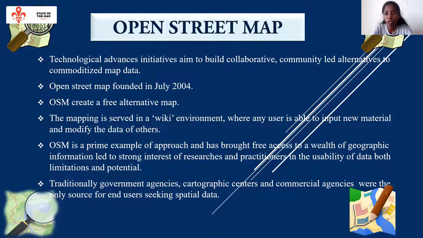Traditionally, government agencies, cartographic centers, and commercial agencies were the only source for end users seeking spatial data. One of the most significant barriers to more widespread access to these geodata were created by often high fees and legal charges, in combination with time and purpose-limited copyright restrictions. Changes in information and communication technology brought about by the internet and social media, and the availability of inexpensive portable satellite navigation devices, has seen this traditional geodata model changed.